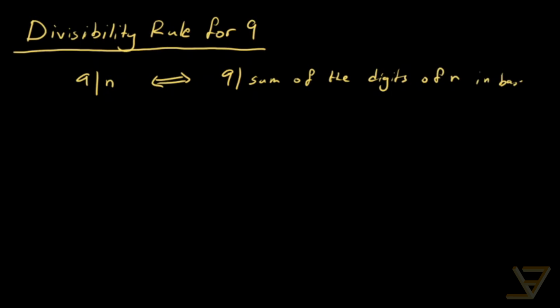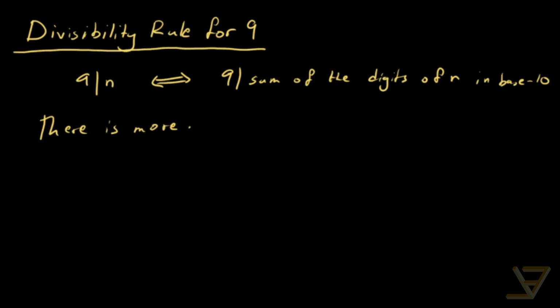What most people will tell you is that 9 divides an integer n, a positive integer n, if and only if 9 divides the sum of the digits of n in base 10. And this is true, but there's more.